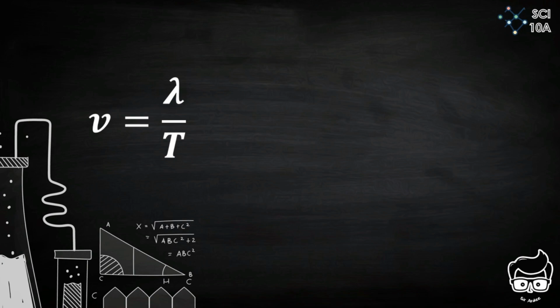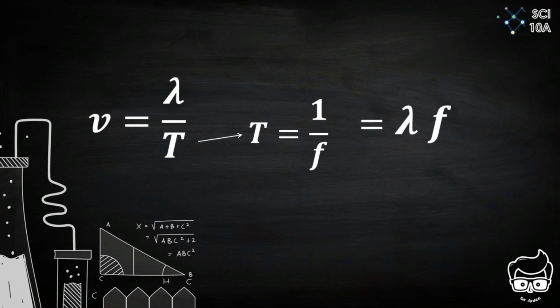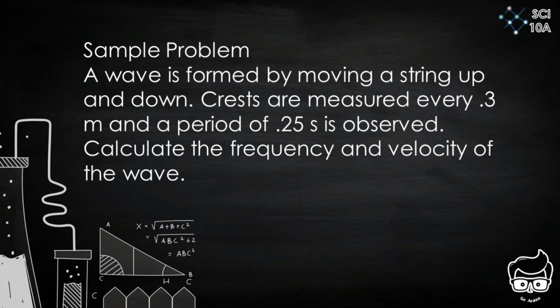We can also write our wave velocity formula in another way. Since T is equal to 1 over f, that means that we can write velocity is equal to lambda over f. Let us have a sample problem. A wave is formed by moving a string up and down. Crests are measured every 0.3 meters, and a period of 0.25 seconds is observed. Calculate the frequency and velocity of the wave.